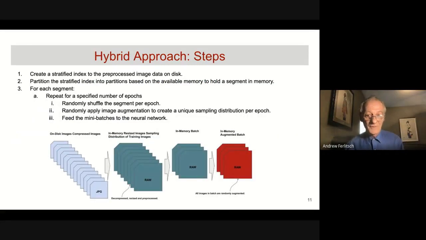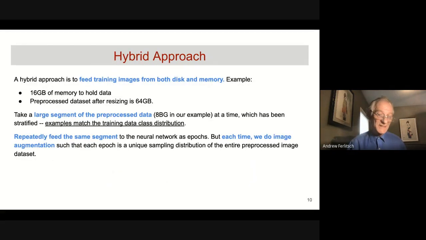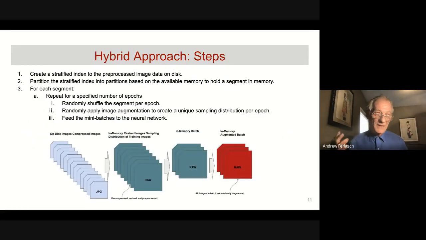So let's look at what the hybrid approach steps would be. This time we're going to create a stratified index to the preprocessed image data that's on disk. We're going to partition the stratified index into partitions based on the available memory to hold this segment. In our earlier example, where we had 64 gigabytes of preprocessed data, we chose to use 8 gigabytes for our segment size. So that would be eight partitions. Then for every segment, we're going to repeat for some number of epochs. We're going to randomly shuffle that segment per epoch using our index, and randomly apply some image augmentation to create a unique sampling distribution per epoch. And then we're going to feed the mini batches to the neural network.